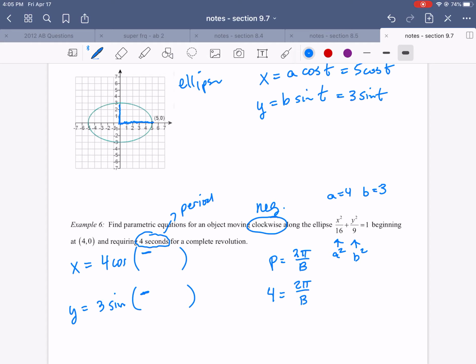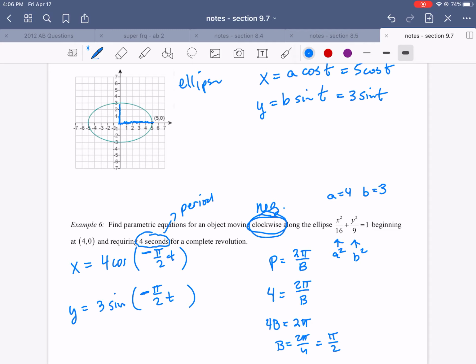And then I'm going to solve this for b. So multiply both sides by b and divide by 4. And that's going to give me b is equal to 2 pi over 4, which reduces to pi over 2. And so this is going to be negative pi over 2t and negative pi over 2t. And again, negative because we were moving in the clockwise direction.